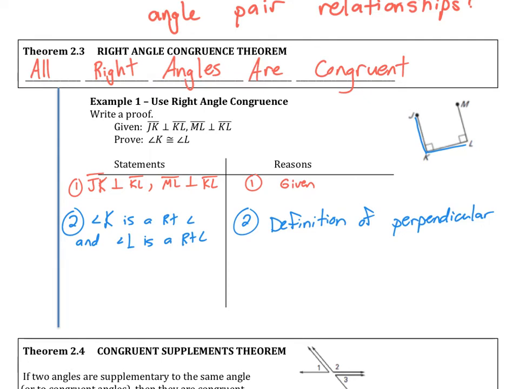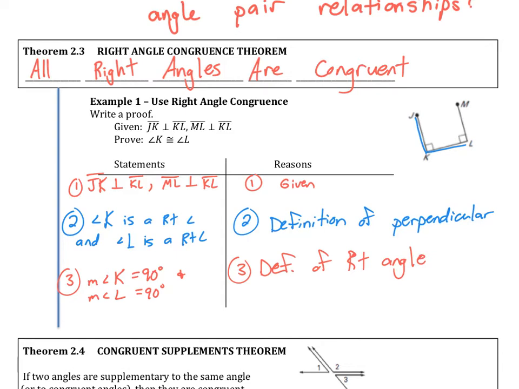Okay, and what does it mean to be a right angle? So since angle K is a right angle, we know the measure of angle K is equal to 90 degrees. And we know the measure of angle L is equal to 90 degrees, because definition of right angle. By definition, it means right angles are 90 degrees.